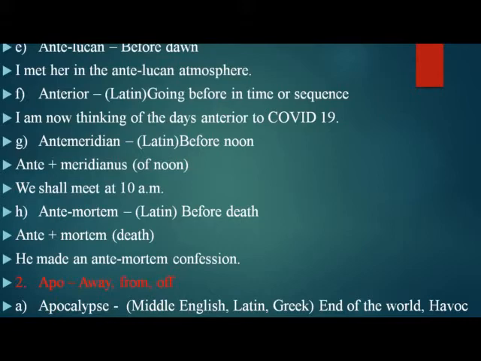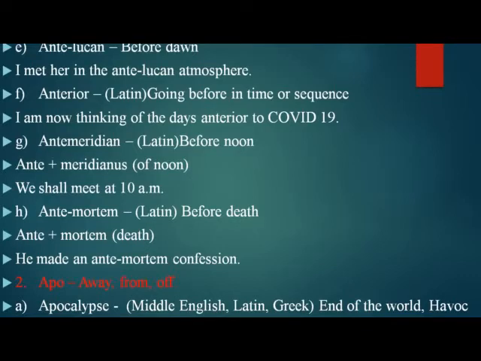Similarly, anti-meridian. So we are well aware of this. AM, PM we use. So meridian here means related to noon. So anti-meridian means before noon. And so the sentence, we shall meet at 10 AM, that is 10 anti-meridian, that is before noon. Similarly, Ante-Mortem. So Ante-Mortem has Latin origin. You might have heard post-mortem, which is quite often used. So Ante-Mortem is before death.